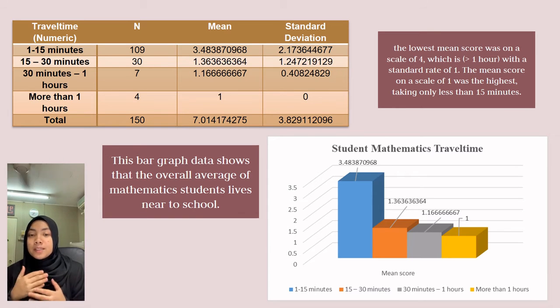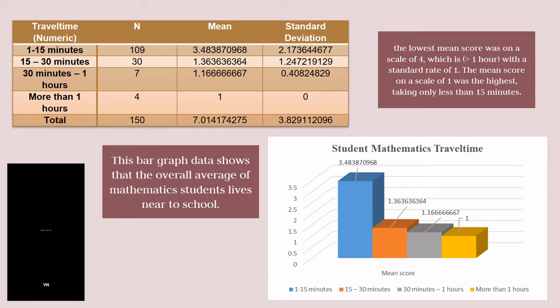From the data on the slide, we can see the bar graph of the students' mathematics. The lowest mean score was on a scale of 4, which is more than 1 hour, with a standard rate of 1. The mean score on a scale of 1 was the highest, which is taking less than 15 minutes. So what I can conclude is this bar graph data shows that the overall average of mathematics students live near to school.